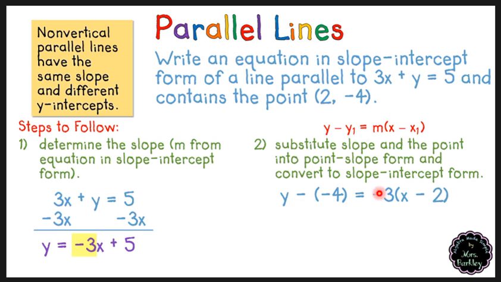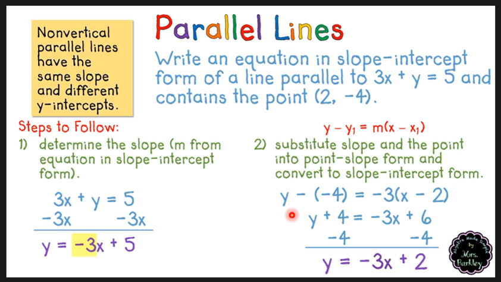We need to distribute the -3, and we can also change this minus negative, or the opposite of negative 4, to y plus 4. And when we distribute, we would have negative 3 times x is negative 3x, and negative 3 times negative 2 is a positive 6. To get y isolated, we would subtract 4 from both sides, and we would have the equation y equals negative 3x plus 2. So this line is parallel to this line, which is also equivalent to the line that we found here in slope-intercept form. So these two lines are parallel to one another.